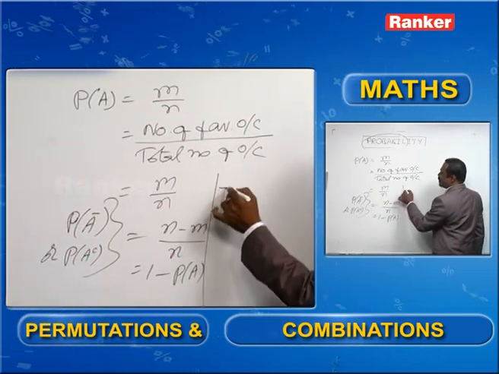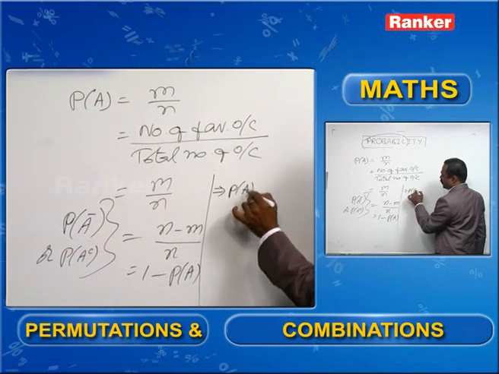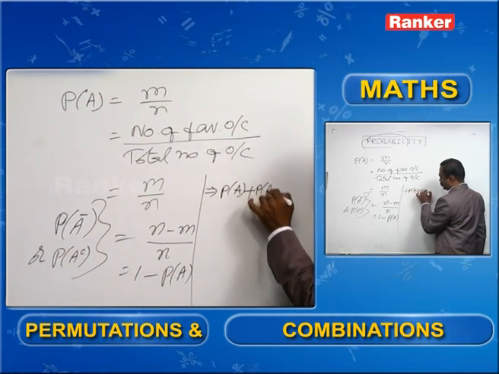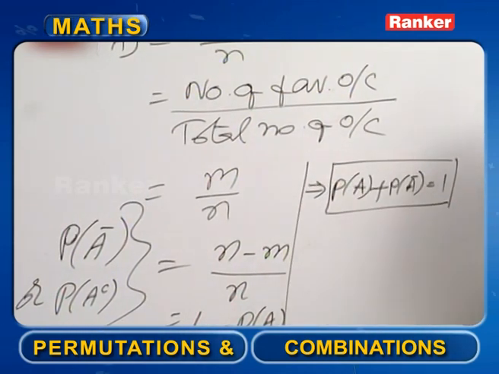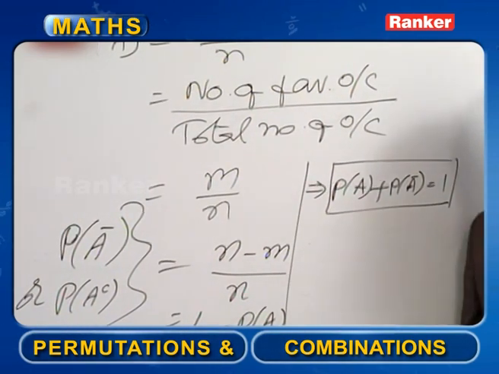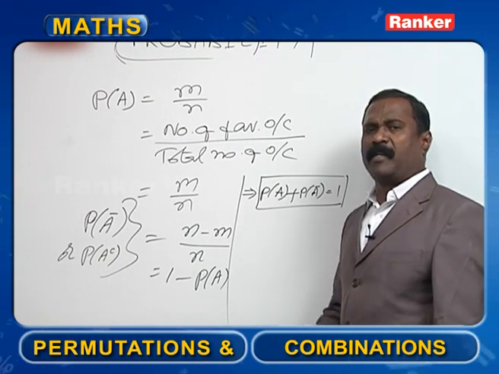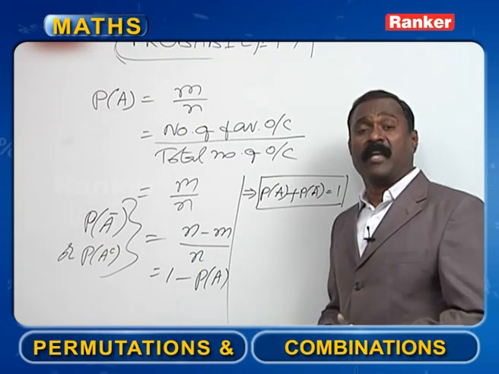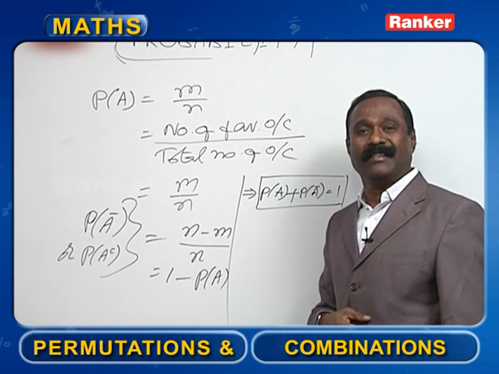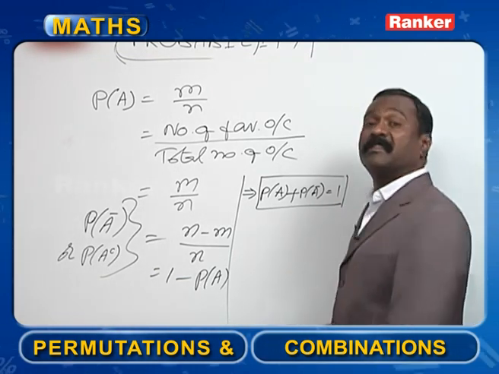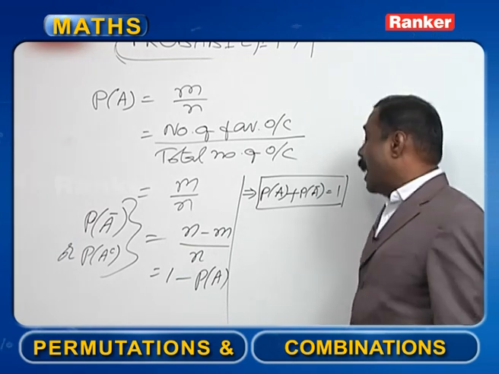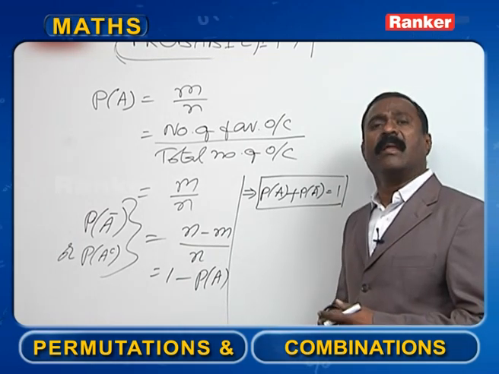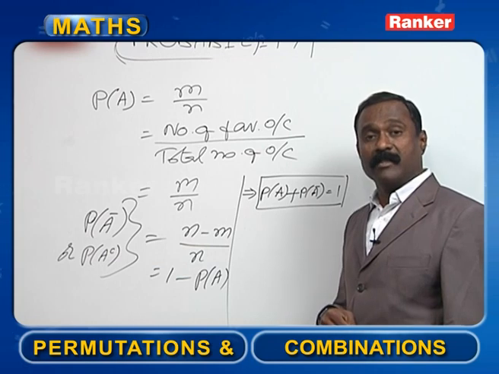So you can understand from this that P of A plus P of A bar is equal to 1. That is, the sum of the probabilities of occurrence and non-occurrence of an event is always equal to unity. Understand that. It will never exceed 1. That means probability will never be negative and will never exceed 1. That means it always lies between 0 and 1.